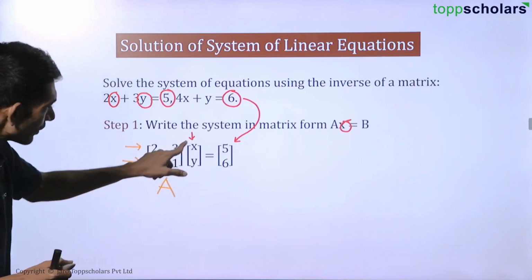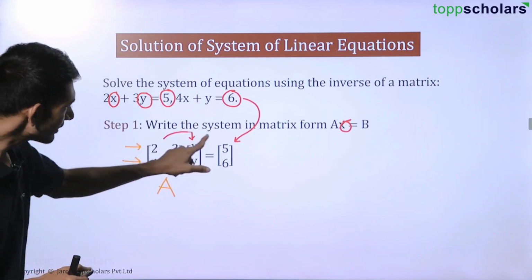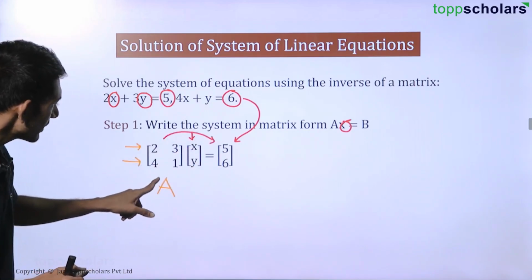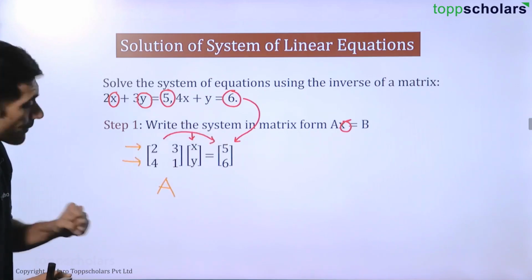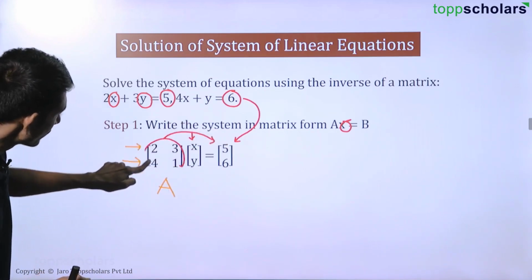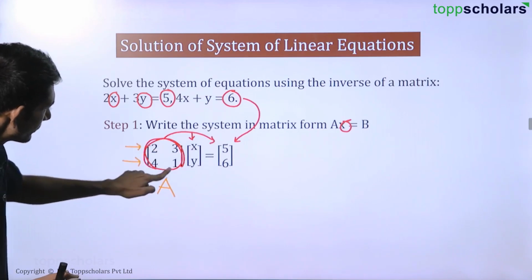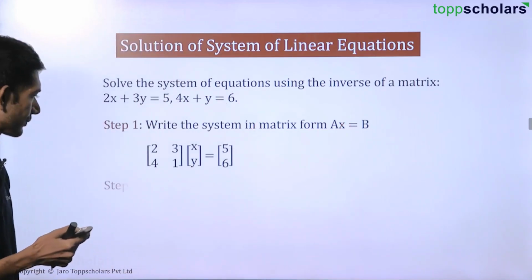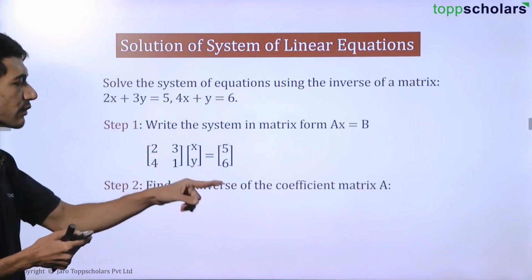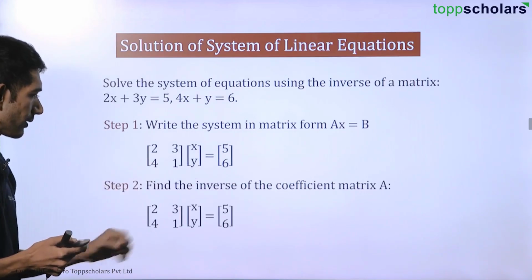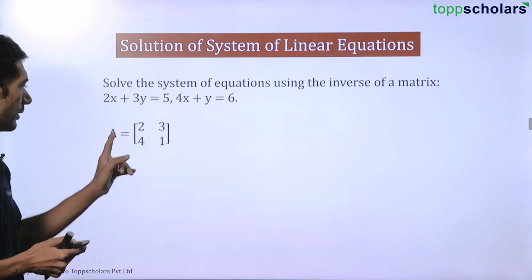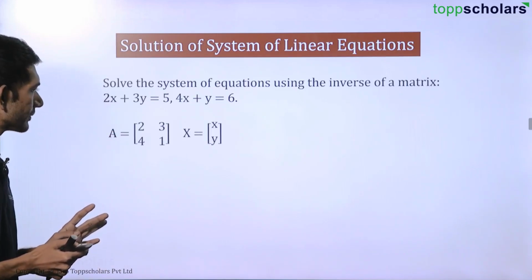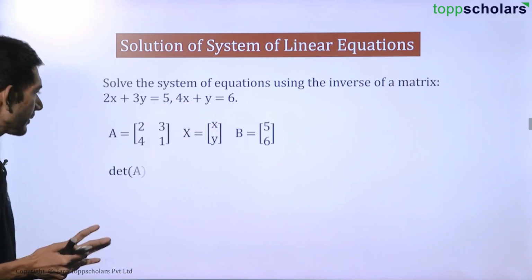Now to find this x and y, you need to take this here. This is nothing but your A. When you take A on the other side, that becomes A inverse. So find out the inverse of this. That is our goal. Okay, let's continue. So find the inverse of the coefficient matrix A. Here we already have. Now this is matrix A. This is x and that is b.